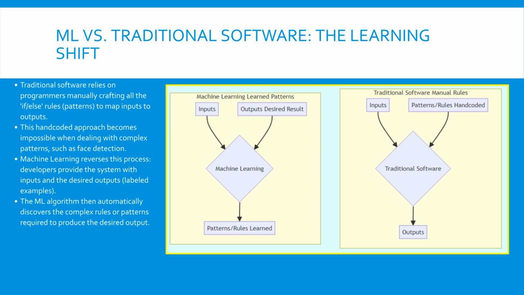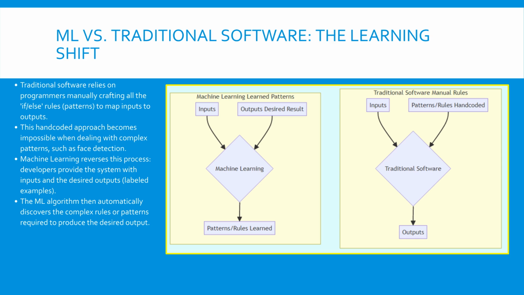Machine learning flips this paradigm. We supply the system with the input data and the correct, desired output. The ML system then works backward to automatically discover the complex patterns, rules, required to map that input to the correct output. What have we learned? The important point is that ML excels at automating complex decision-making by learning the rules from examples, rather than relying on human experts to write them.